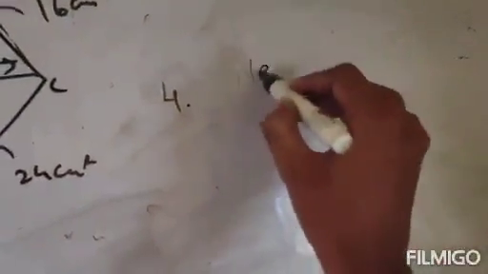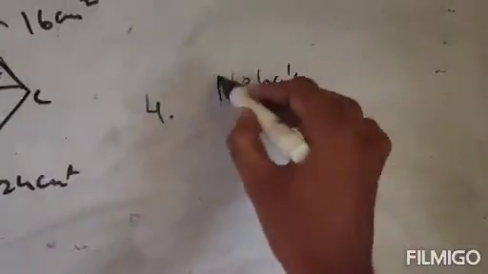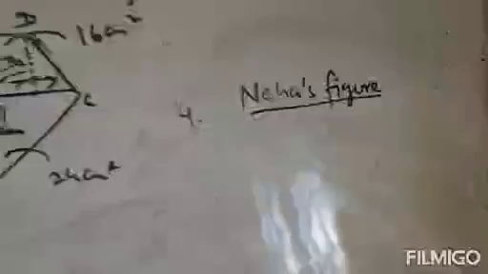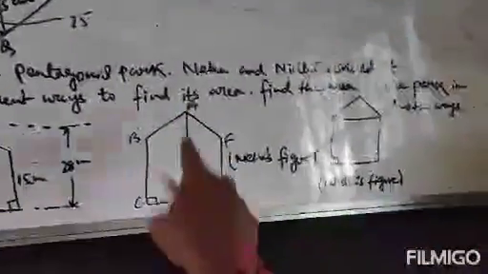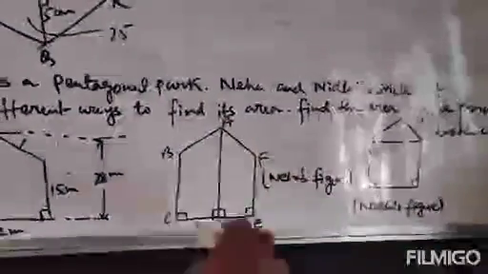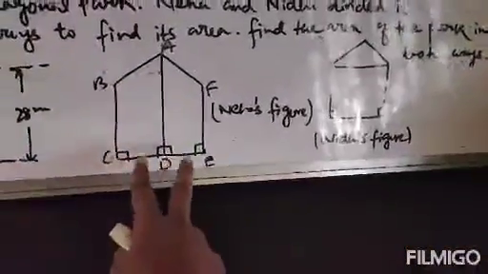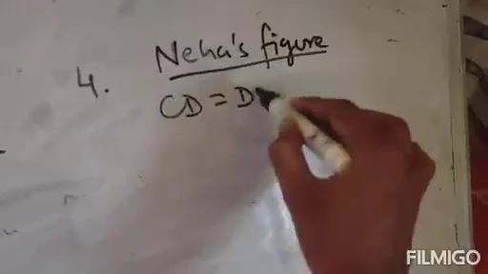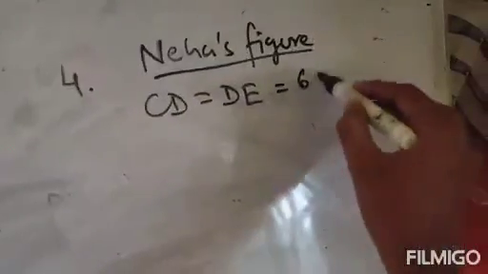So just write this data according to Neha's figure. Just make a heading, Neha's figure, and draw this diagram in your copy and write A, B, C, D, E like this. So in Neha's figure, CD is 6 centimeter, DE is 6 centimeter. So write CD equals to DE equals to 6 centimeter.